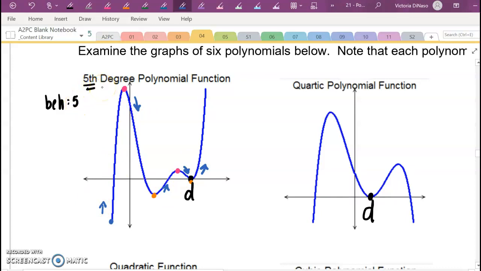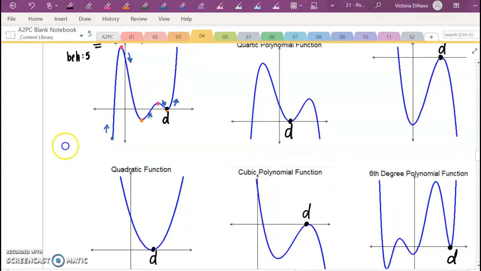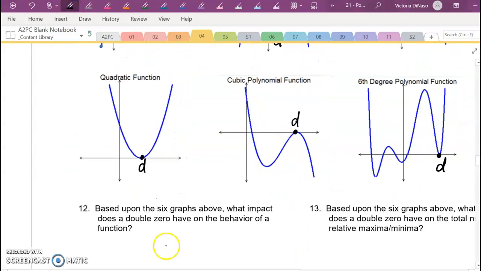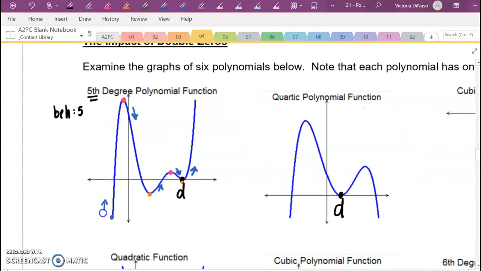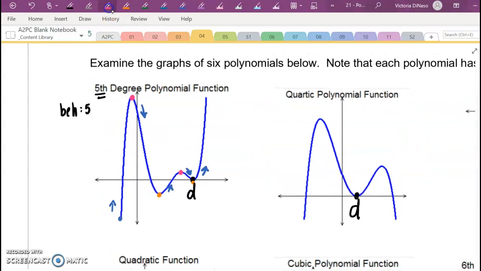So even though we had a double 0 there, this has no change on the behavior of the function. Let's go back to this 5th degree polynomial and talk about the relative max and mins combined. So if my behavior is 5, my degree is 5, so the max and min number should be 4. Now as I went along, we have 1, 2 maxes, 1, 2 mins, which means that it's true. It was 4, like it should have been.